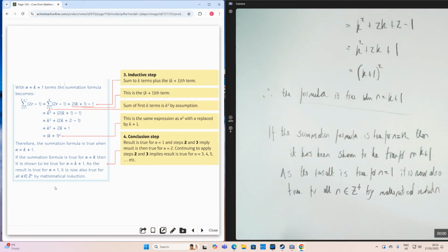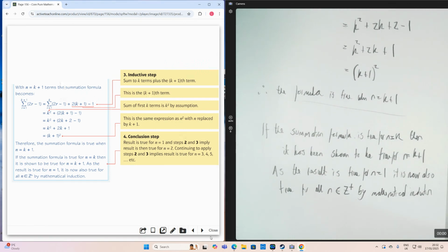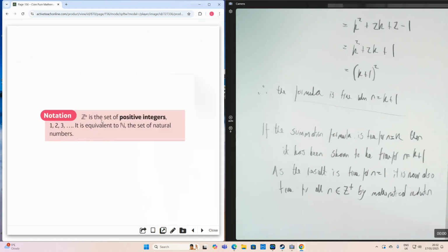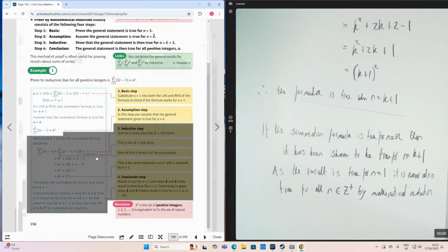Okay. Now, what is Z plus? If you remember Z plus, I think there's a little description here. Z plus is the set of positive integers, i.e. it's the numbers 1, 2, 3, and so on. So it's equivalent to the natural numbers, sometimes called counting numbers. Okay, so perfect.